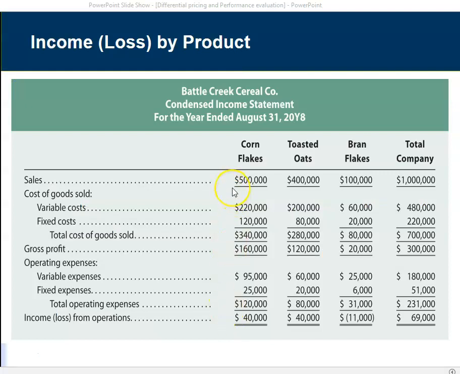We have some kind of cereal company here. It looks like they have cornflakes, toasted oats, and bran flakes. And if we look here, the income for cornflakes and toasted oats is $40,000 profit from operations. So we certainly don't want to get rid of those. But when we look over here at bran flakes, they're losing $11,000.